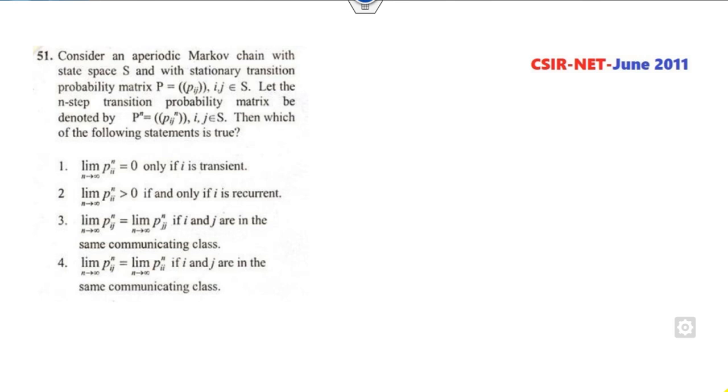Okay, look at this one. Consider a Markov chain, consider an aperiodic Markov chain. So what is the property of the Markov chain given to you? It's aperiodic. What is the meaning of that? Each of these states has period 1, it is given to you, and the stationary probability.